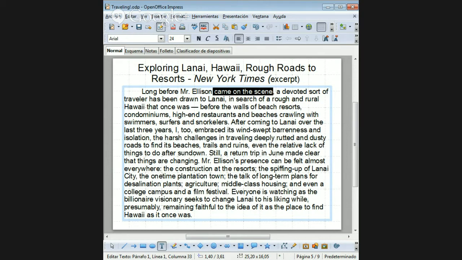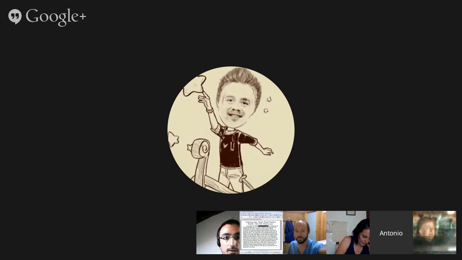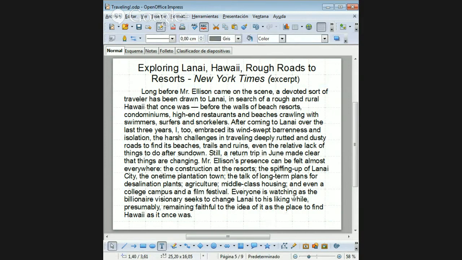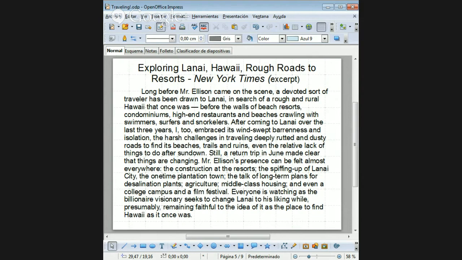Any ideas? Came on the scene. So this is kind of like came on the place. It's a reference to theater. So when somebody enters into the theater, they come onto the scene. So they are visible. So when somebody comes onto the scene, they become part of the picture, maybe involved in the situation.